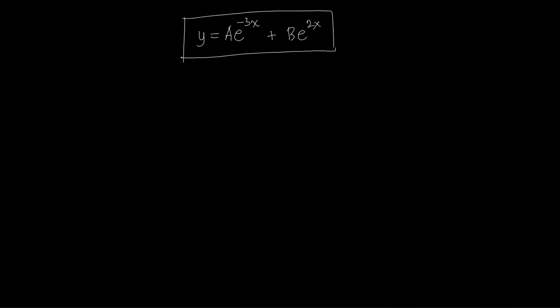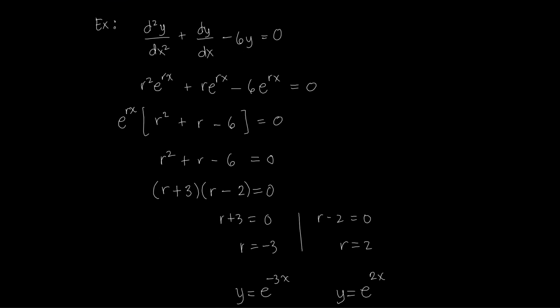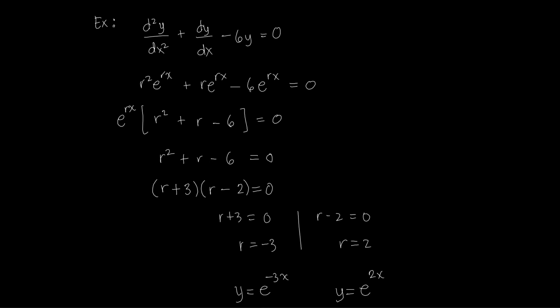So for y, what is the first derivative? Negative 3a e raised to the power of negative 3x plus 2b e raised to the power of positive 2x. And the second derivative? Positive 9a e raised to negative 3x plus 4b e raised to 2x. Now let's substitute into the original given: second derivative plus first derivative minus 6y.